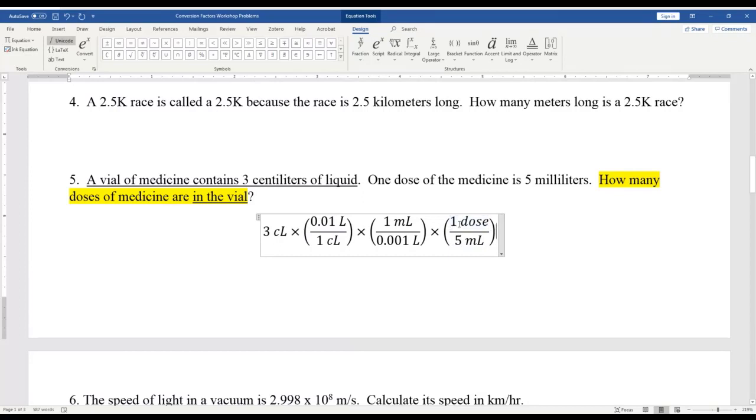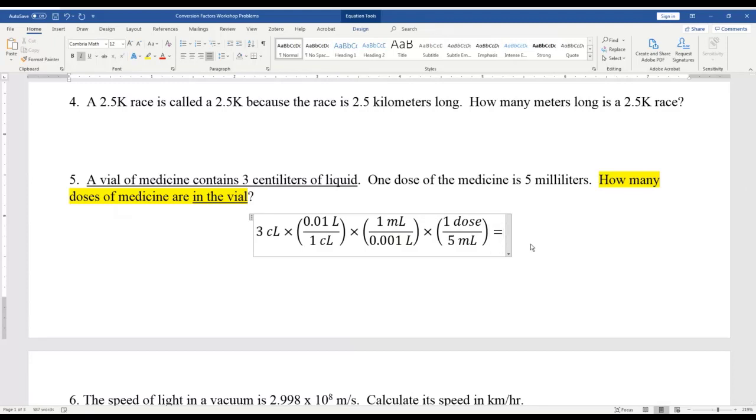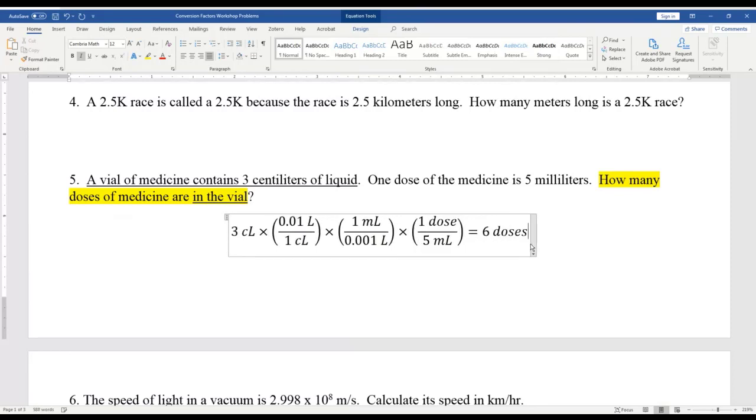Notice that in each of these cases, the amount on the top of any conversion factor is equal to the amount on the bottom. 1 dose is 5 milliliters. That comes right from here. 1 milliliter is 0.001 liters. The top is always equal to the bottom, so you can kind of check yourself with that. So now I just multiply everything on the top and divide by everything on the bottom. And if I do that, I'm going to end up with 6 doses.